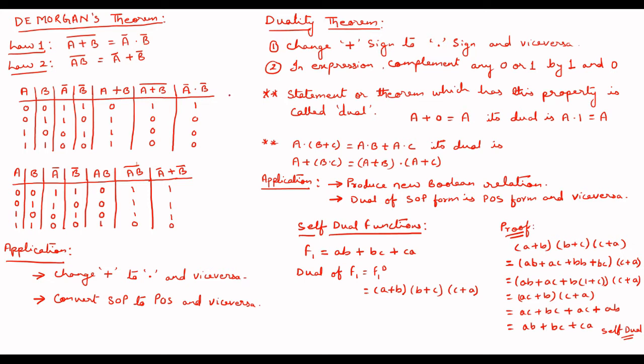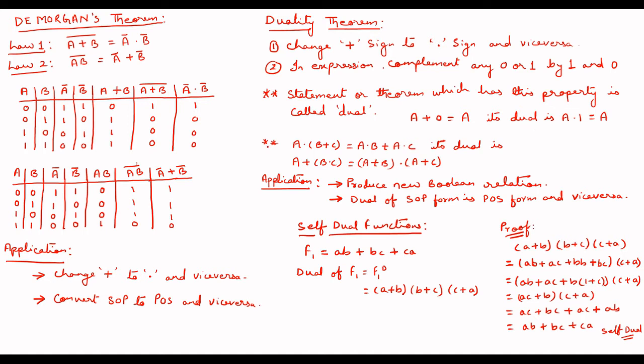So this point is to be remembered: any statement or theorem which has these above two properties is called dual. For example, you can see A + 0 = A, so its dual is A dot 1 = A. See, this A + 0 is there, so I have replaced 0 with 1, just the complement of that I have taken, and the OR operator I have replaced with dot. So the result is the same. So this is dual.